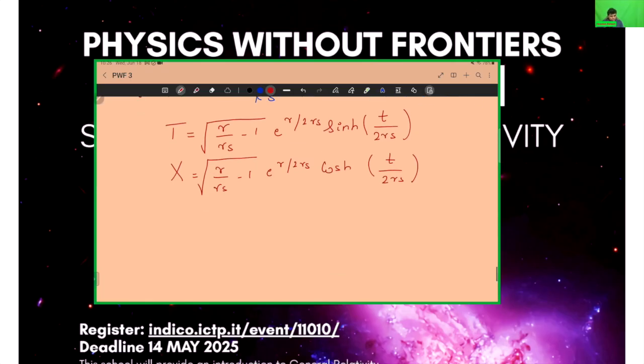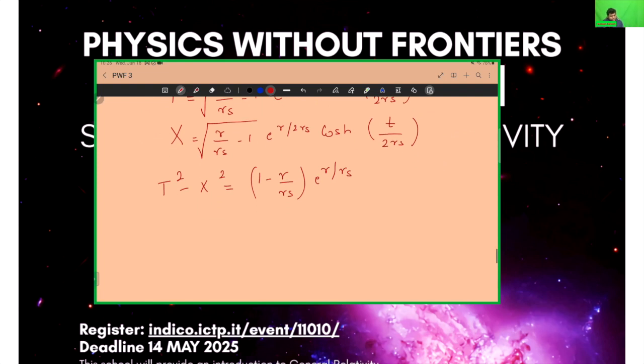Well, first of all, you can show that T squared minus X squared is 1 minus r over rs times e to the power of this thing. And how do you show that? Well, you have to use the formula that sinh squared minus cosh squared is minus 1. So you have to use that. The second thing that you can show, it's not that important, but you can show it, is that t equals rs logarithm of (T plus X) over (T minus X).